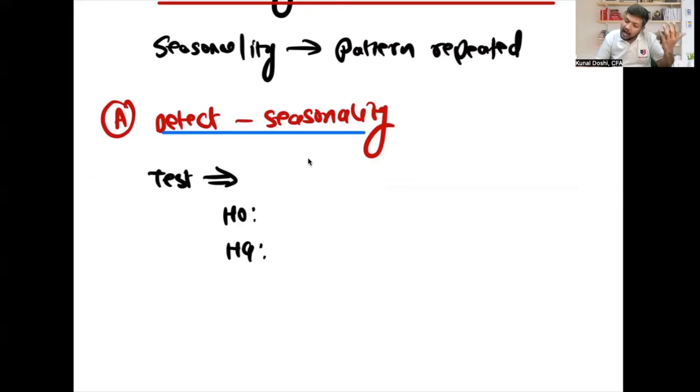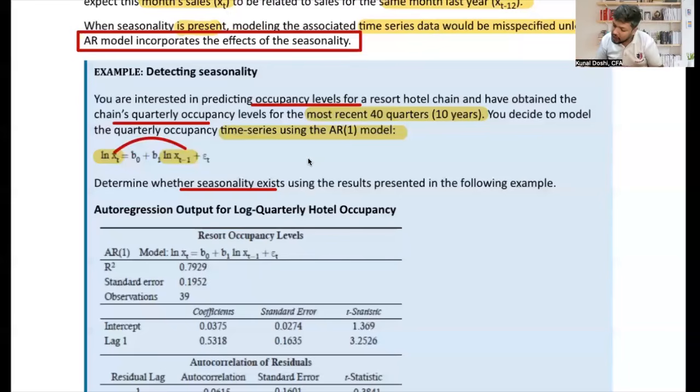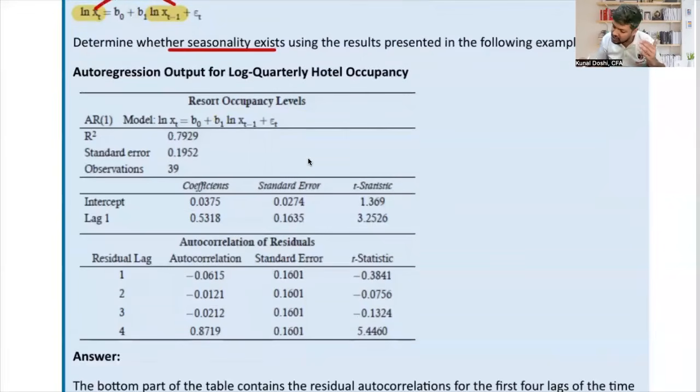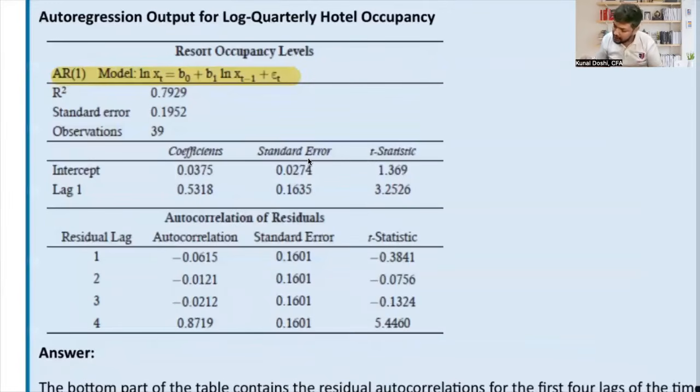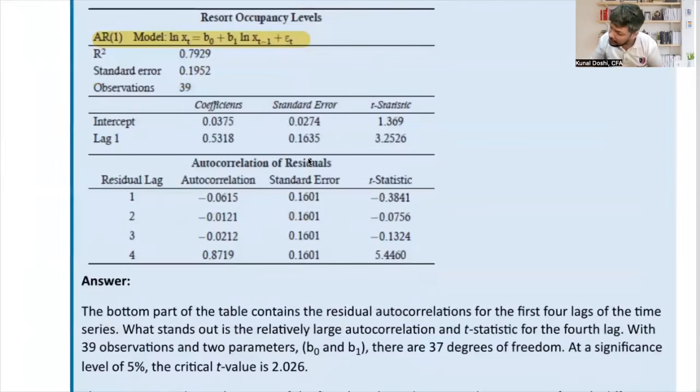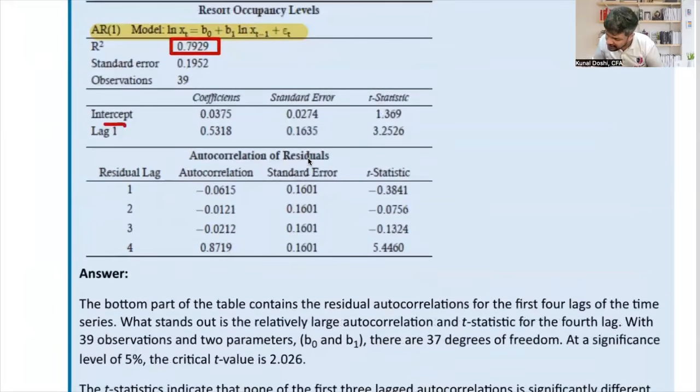Some of the things are going to be similar to what you have already done. Here in this model, we have been given the output of the regression. This is my AR1 model based on one lag variable. Observations: I have n minus 1, 40 minus 1 is 39. The R square is 0.79; we'll utilize that R square later on. Now I have the coefficient for lag 1 and the t-stat. The t-stat is 3.256, quite high, for the coefficient.